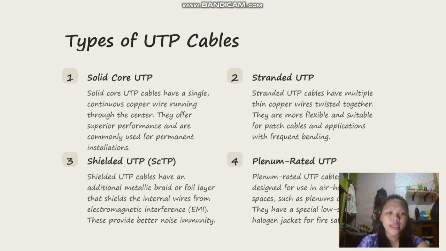Types of UTP cables. First is the solid core UTP. Solid core UTP cables have a single continuous copper wire running through the center. They offer superior performance and are commonly used for permanent installations.